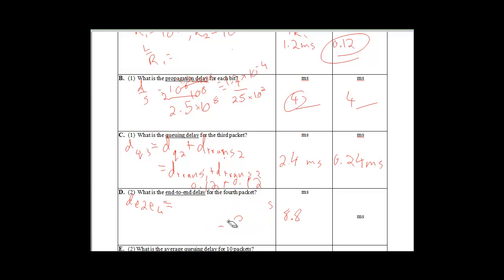Now we're going to deal with the 100 megabit per second case. dq4, we could build up again, is just dq3 plus d trans 3. We get 0.36 plus the transmission delay of the fourth packet, same here, is 0.12, plus the propagation delay, which is still 4. We get 4.48 milliseconds.